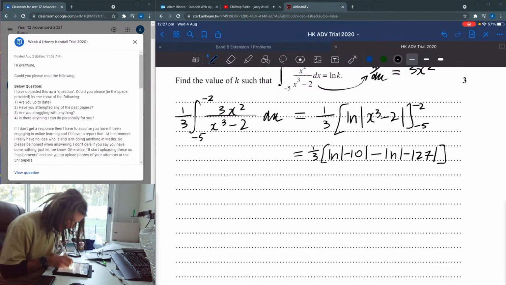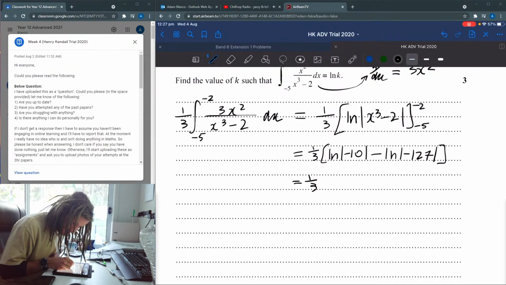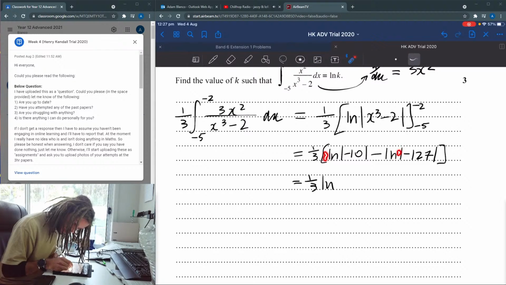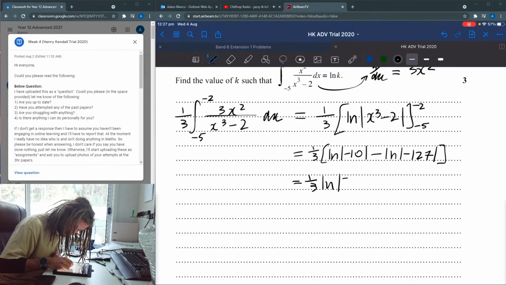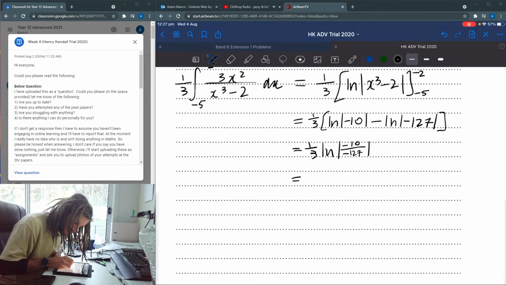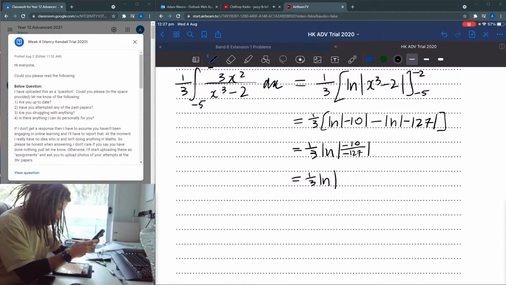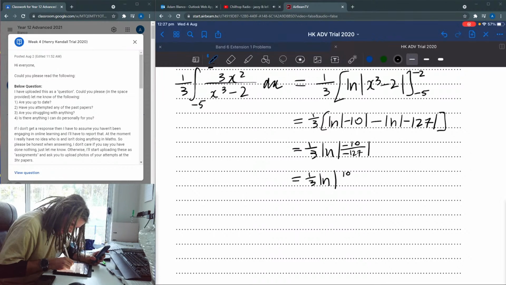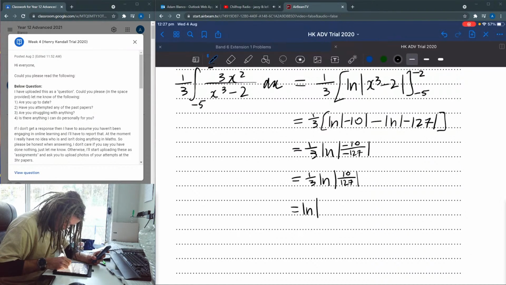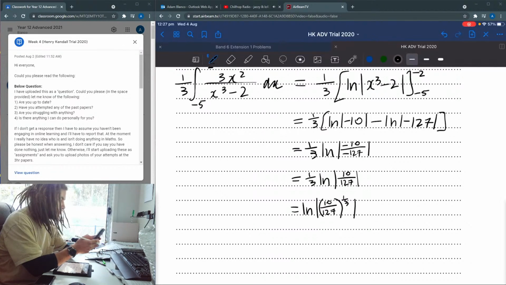Okay, that means a third ln. I'm going to combine these, and a minus means a fraction. So minus 10 on minus 127. That means 1/3 ln. Can I simplify that? Nope. 10 on 127. Now I've got to get this third out of the way, so that's going to become a power. So that's 10 on 127 to the power of a third. So I do the cube root.